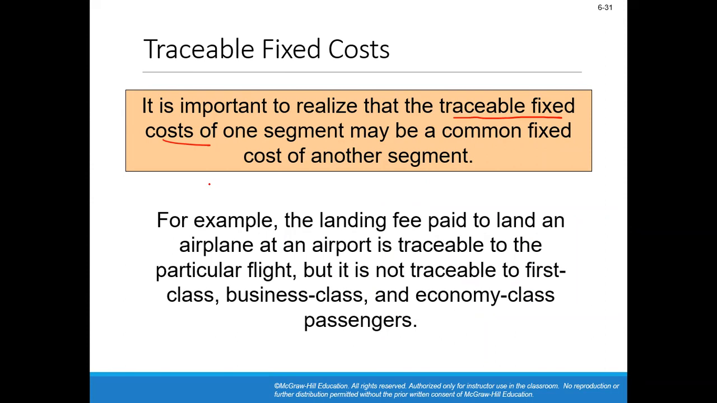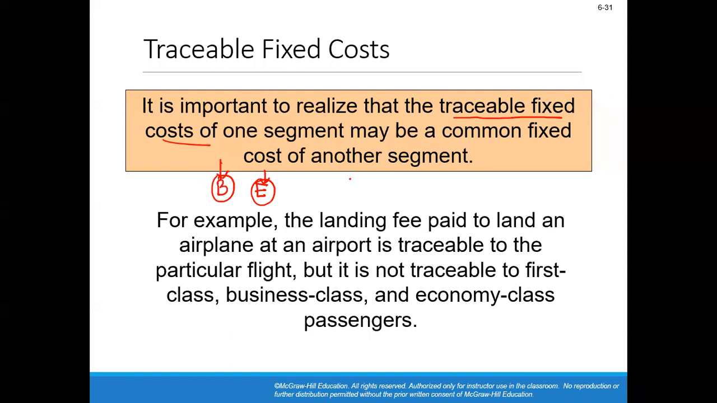Biman Bangladesh Airlines makes segments based on their ticket class, say business class and economy class. There are some other subclasses of economy, but for simplicity we are thinking of these two classes. So you can think of this business class and this economy class. This is a kind of segment Biman Bangladesh has made based on their ticket category.